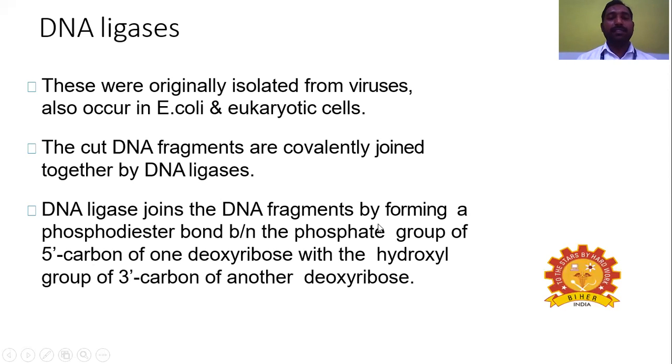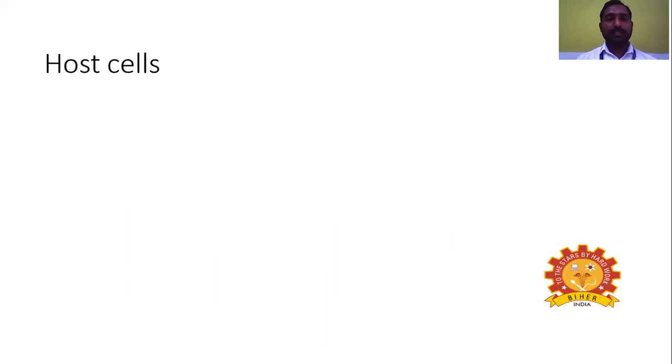And the DNA ligase joins the DNA fragments by forming a phosphodiester bond between the phosphate group of the 5 carbon of one deoxyribose and the hydroxyl group of the 3 carbon of another deoxyribose. So this is very important. This is how DNA ligase enzymes act on the fragmented DNA.